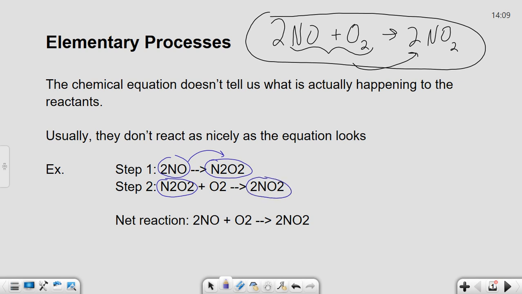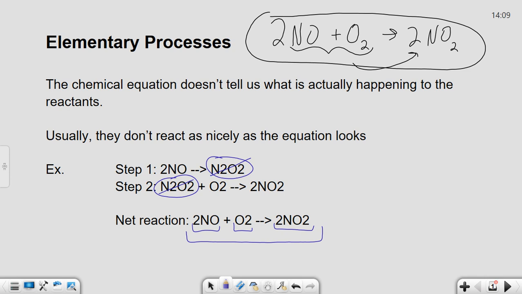So if I were to look at the net reaction here, I have N2O2 on this side, and I have N2O2 on that side, so they would cancel out. I'd end up with 2 NOs plus O2 give me 2 NO2. That's exactly the reaction we wanted. But it happened in two steps and created this weird N2O2 thing, which doesn't show up in the net reaction. That would be kind of like our activated complex idea.